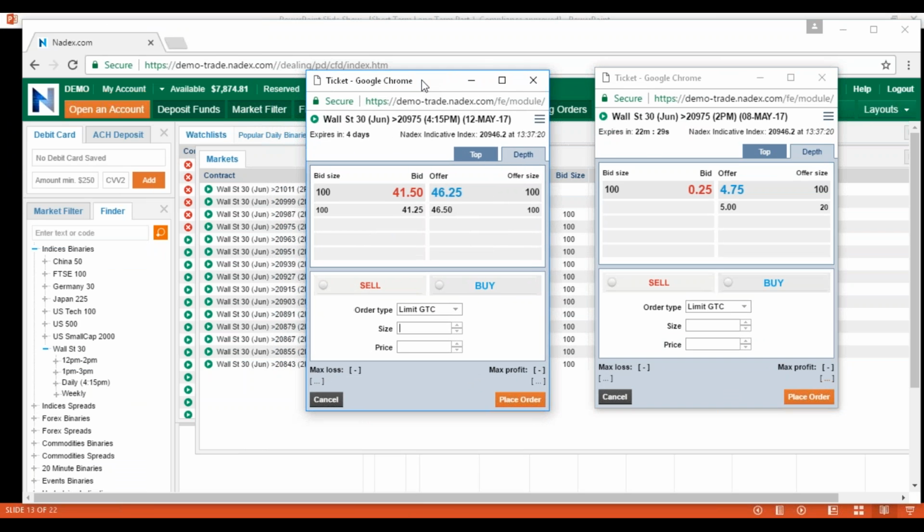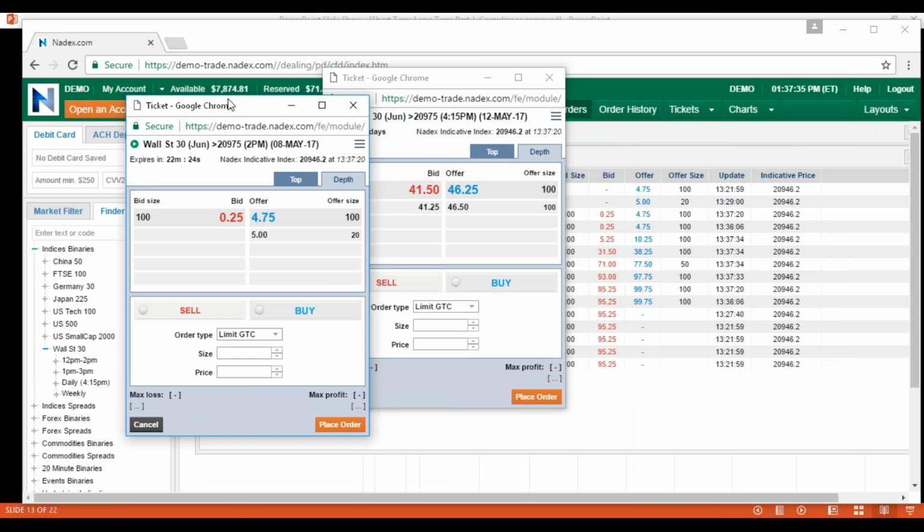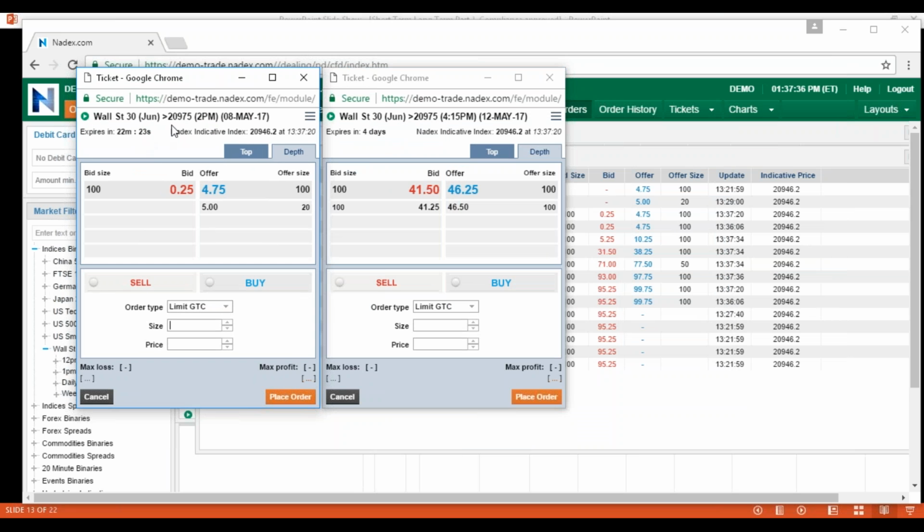You see them side by side. Does everybody see that? 2975, 2975. The same strike on the same exact instrument. Look at the difference in price. $4 and $46. Have any of you ever looked at that before? Or any of you ever not looked at that before? Or not realized this?